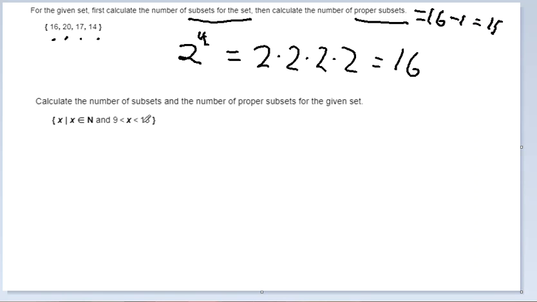So we can do the same here. We just need to know the number of items in here. Notice that we're not equal to 9 and not equal to 13. So that would actually be in a set form 10. Sorry about that. There we go. That's a 10. That doesn't look like a 10. There we go. 10, 11, and 12.